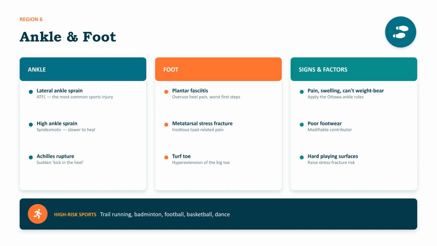In the foot, we see plantar fasciitis, overuse heel pain worst with first steps in the morning, metatarsal stress fractures, insidious load-related pain, and turf toe, hyperextension of the big toe. Signs to look for: pain, swelling, inability to weight bear. Use the Ottawa ankle rules to decide if x-ray is needed. Poor footwear is a modifiable contributor, and hard playing surfaces raise stress fracture risk. High-risk sports include trail running, badminton, football, basketball, and dance.